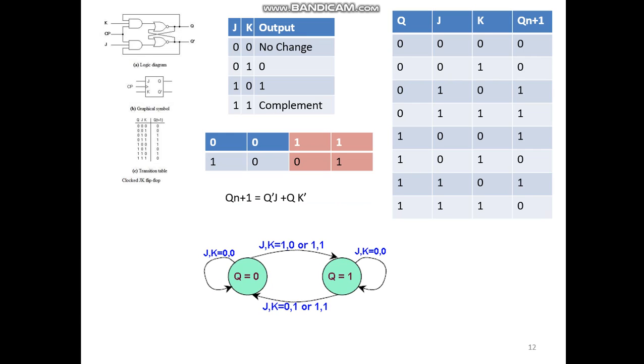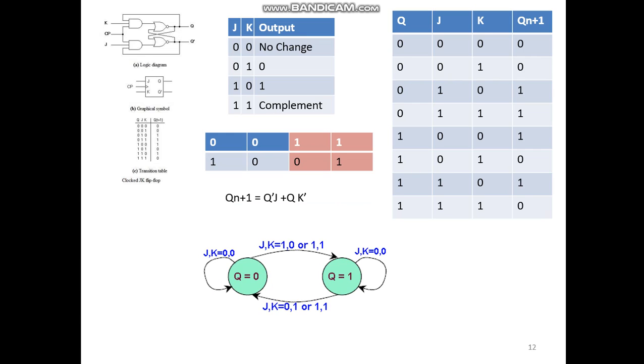So 0 1 means it is a reset, so output will be 0. 1 0 means it is a set, so output will be 1. Here is the change from the previous SR flip flop, that is 1 1. Here 1 1 is complement. Whatever the input is, that value is complemented in the output. So this is the characteristics table.